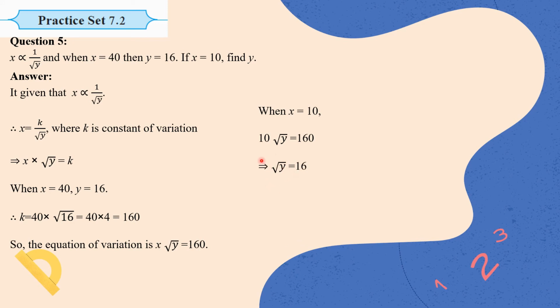Now we need to remove this root y. So in order to remove this root y, what we will do is we will square both the sides. So squaring both the sides, we get y is equal to 16 square, which is 256. So when x is 10, y is 256.